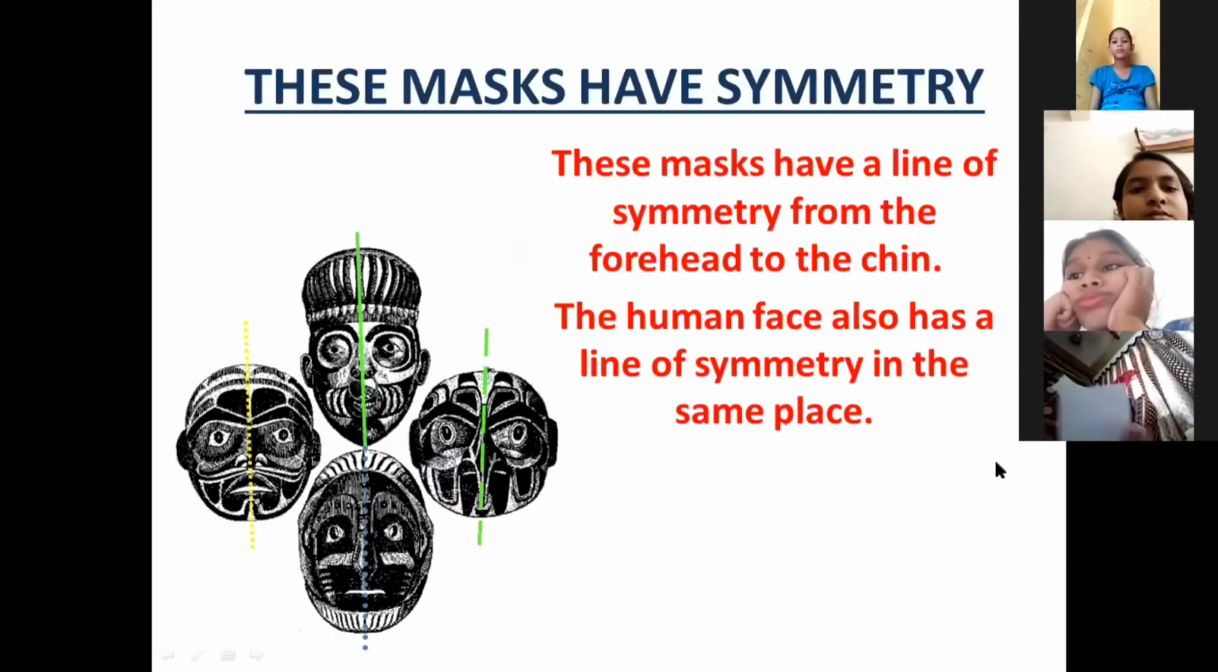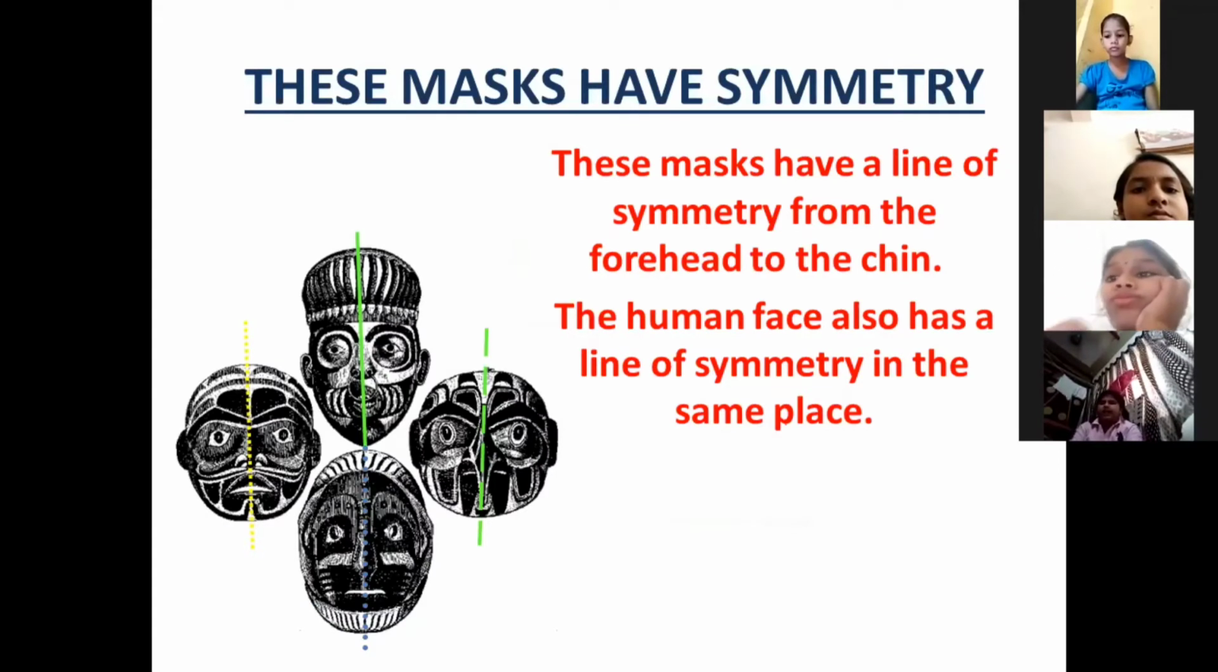In a mask, can we see a line of symmetry? It's clear. We have a line of symmetry in this mask. So let us see our face. In front of a mirror, look at your face. We have a vertical line of symmetry. When you observe, our face has a vertical line of symmetry, which is nothing but a mask.